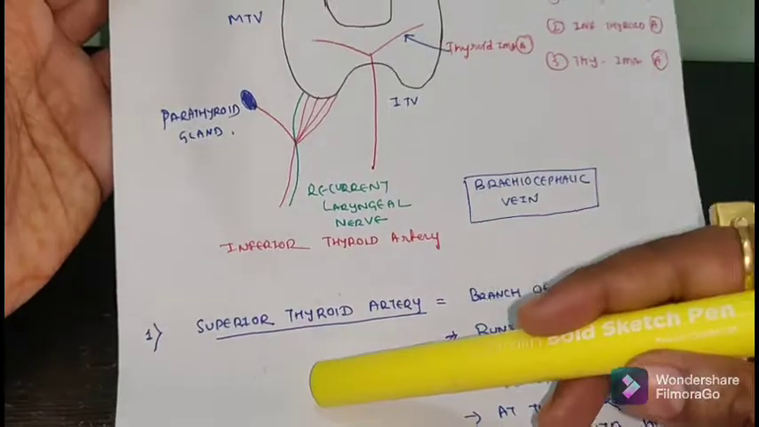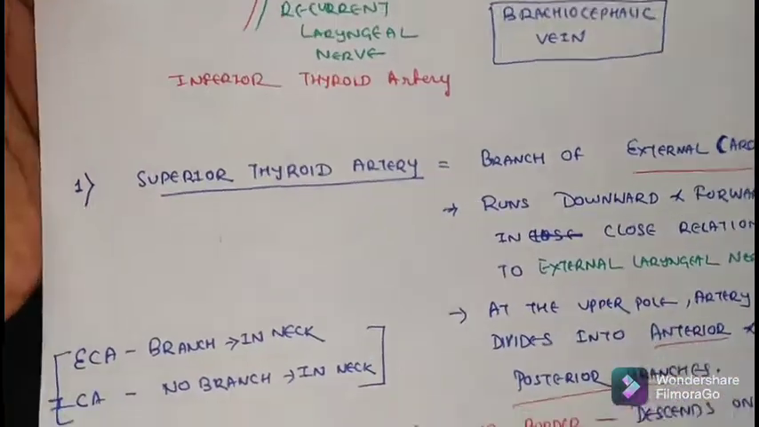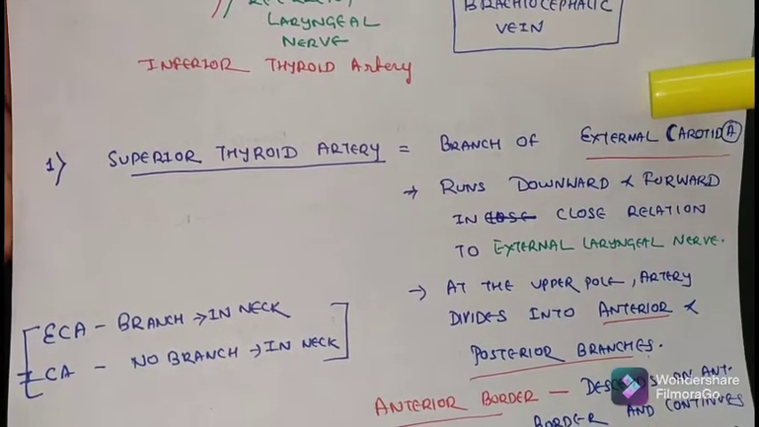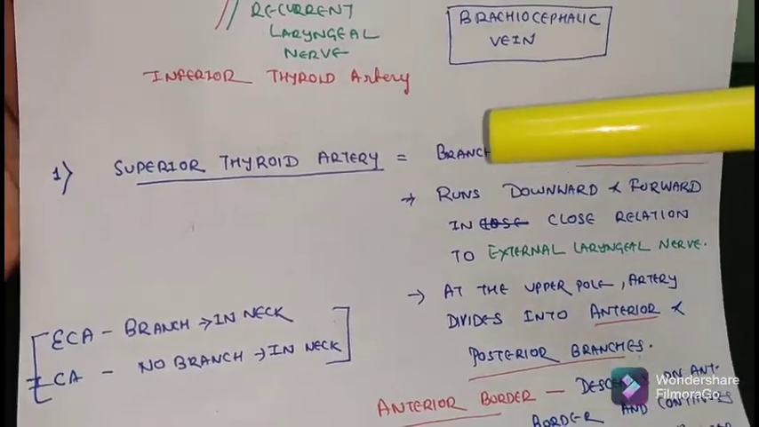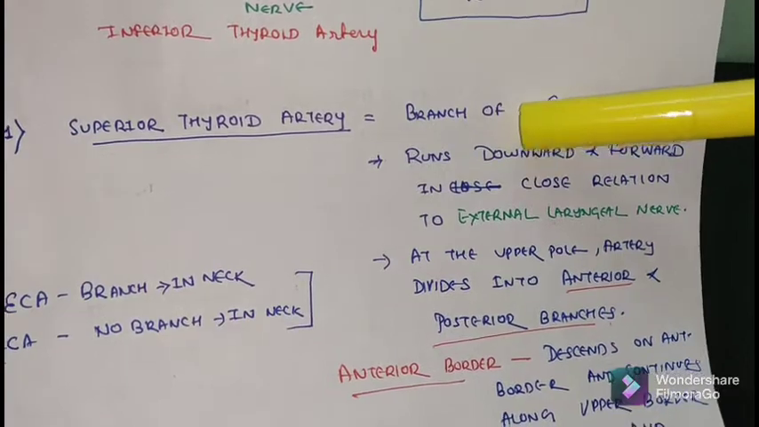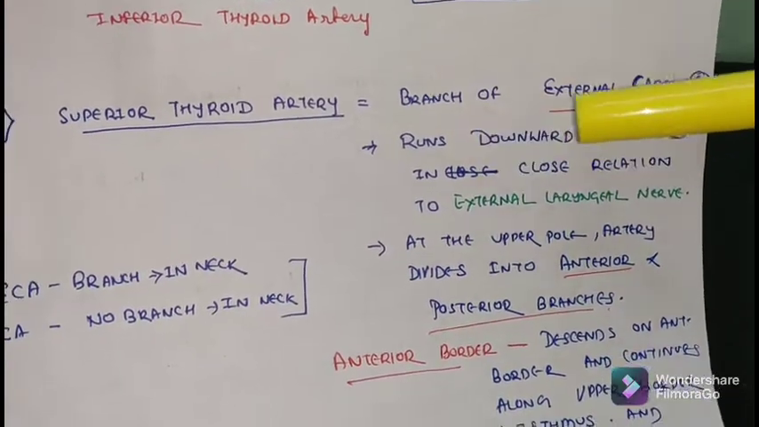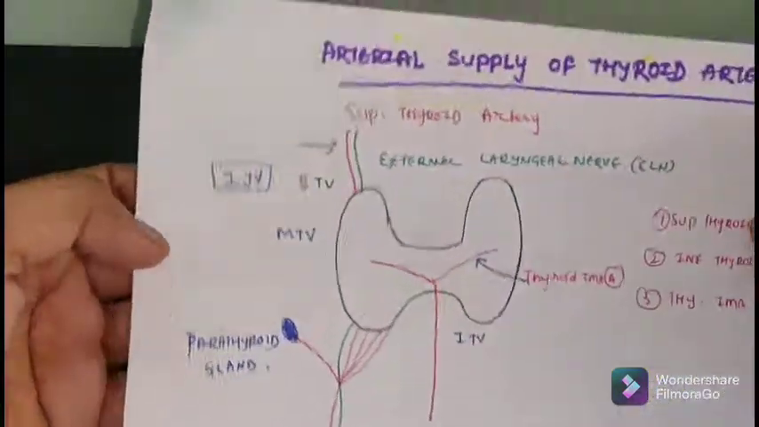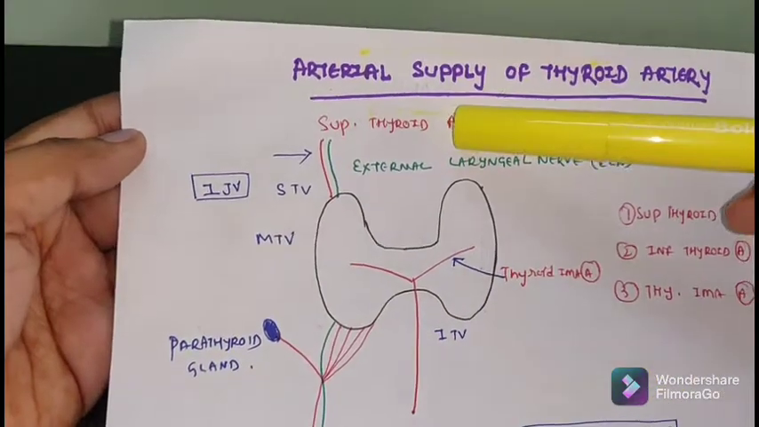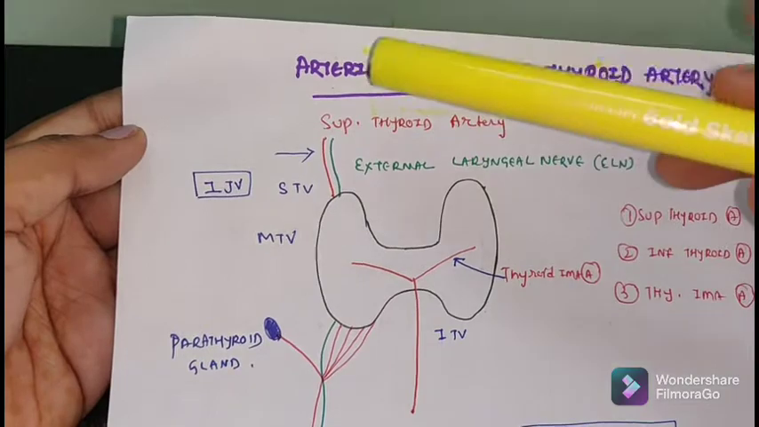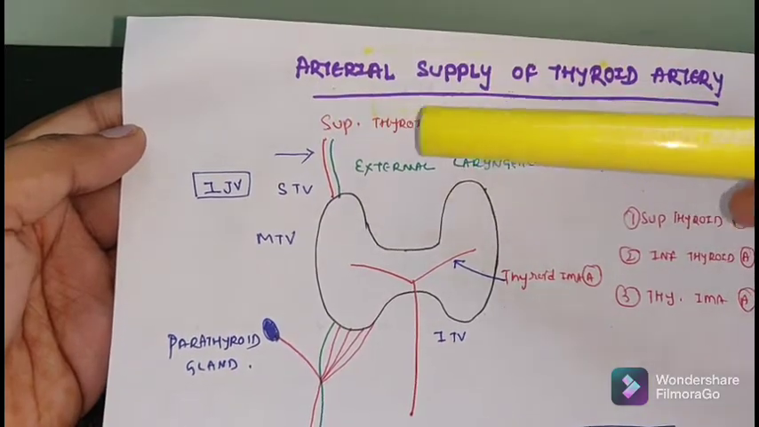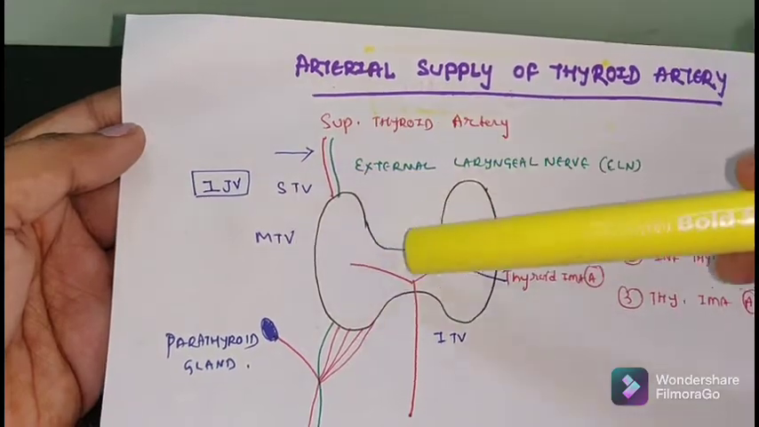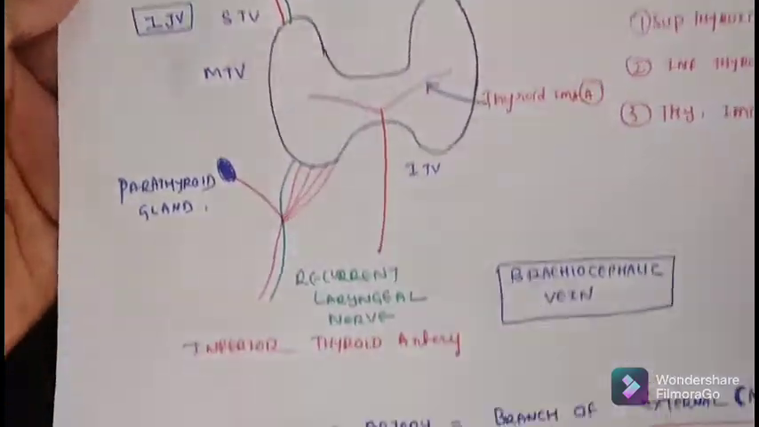So starting with the superior thyroid artery. The superior thyroid artery is a branch of the external carotid artery, and this artery runs downward and forward in close relation to the external laryngeal nerve. Here you can see this diagram, and you can understand clearly the superior thyroid artery and the external laryngeal nerve, how it supplies the upper part of the thyroid gland.